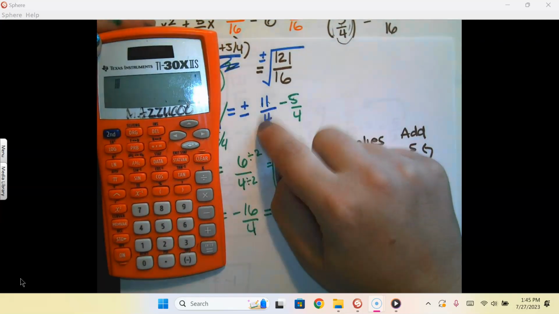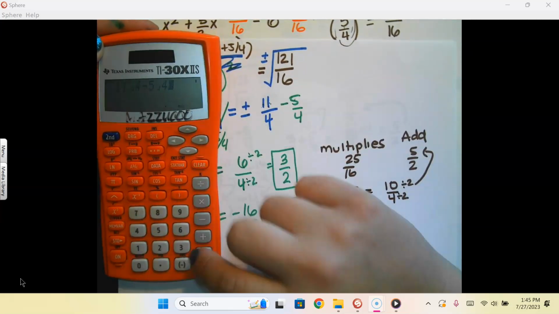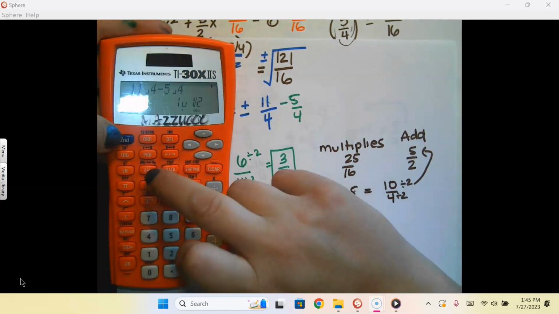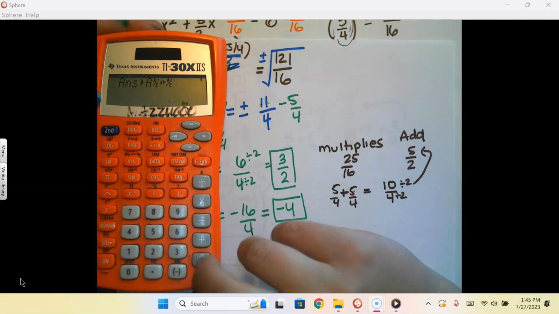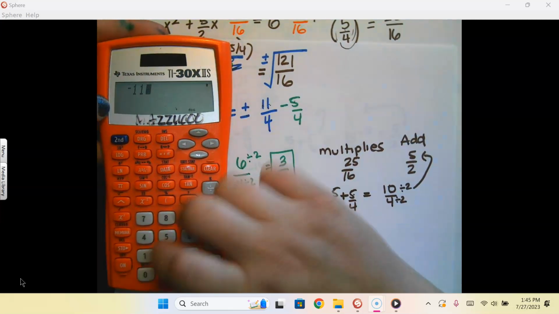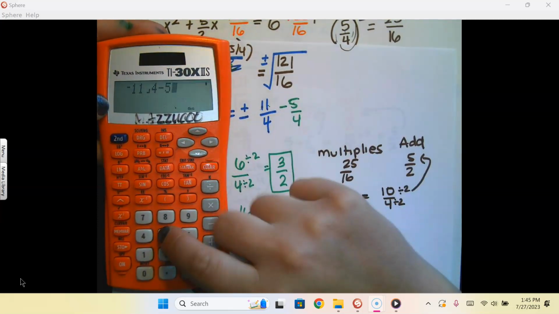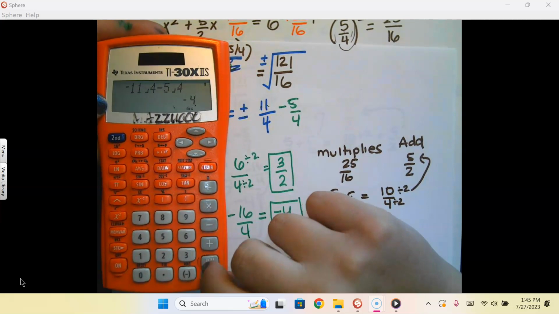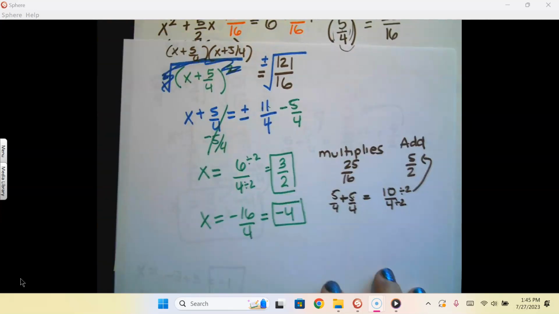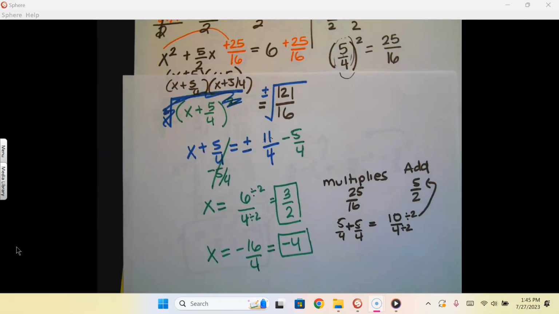If I do 11/4 minus 5/4, we get 1.5, so then we change it to an improper fraction. So there's the 3/2. And then we would have negative 11/4 minus 5/4, negative 4. Okay, so let's go ahead and try it one last way.